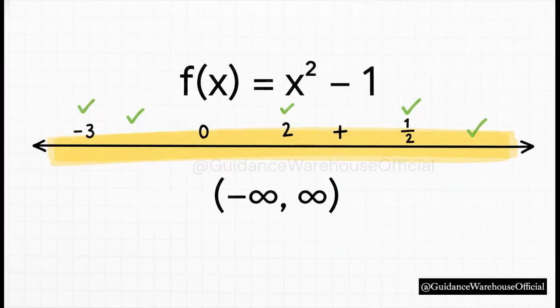Let's see that first rule in action. Look at a function like f of x equals x squared minus 1. Do you see any fractions? Nope. Any square roots? Nope. That means you can plug in any real number you can think of. Positive, negative, 0, it doesn't matter, and it'll work just fine. So we say the domain is all real numbers, which we write in interval notation as open parentheses, negative infinity to positive infinity, close parentheses.